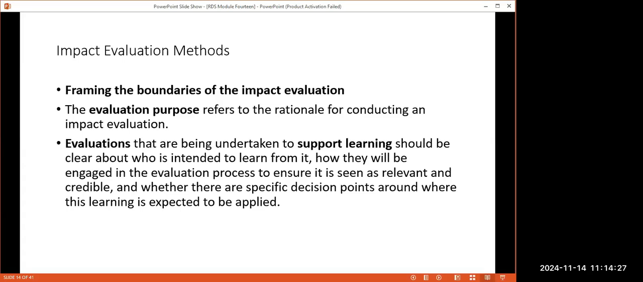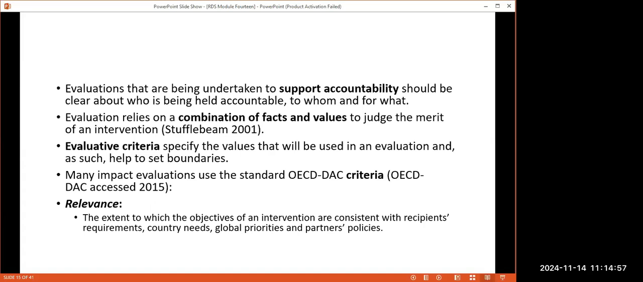An evaluation can be done just to provide opportunities for learning. It can also be an opportunity to see how relevant and credible the interventions that are being carried out are in the eyes of the stakeholders. Some evaluations will be done to support accountability, and some will be done to focus on a combination of facts and values that can help in understanding the evaluation.